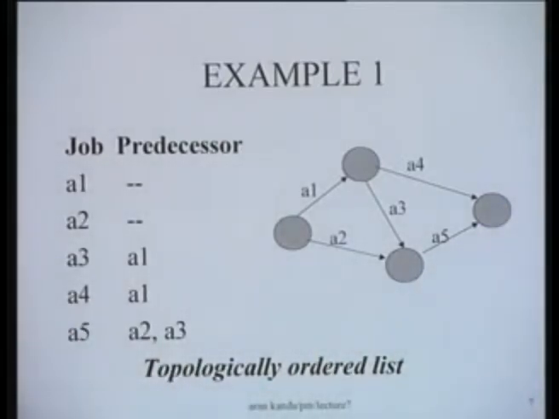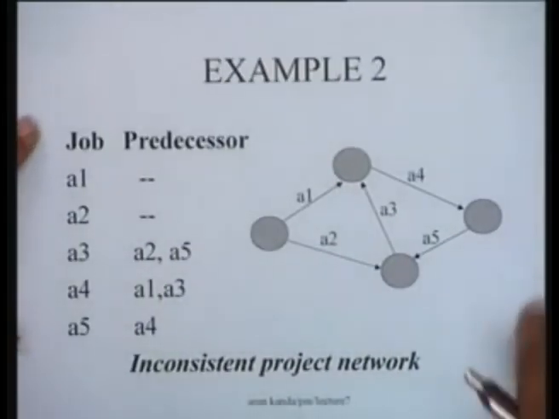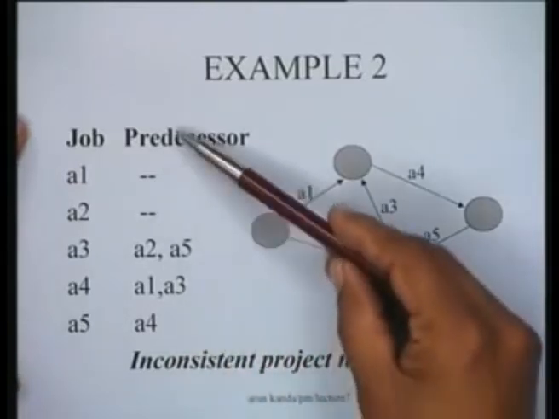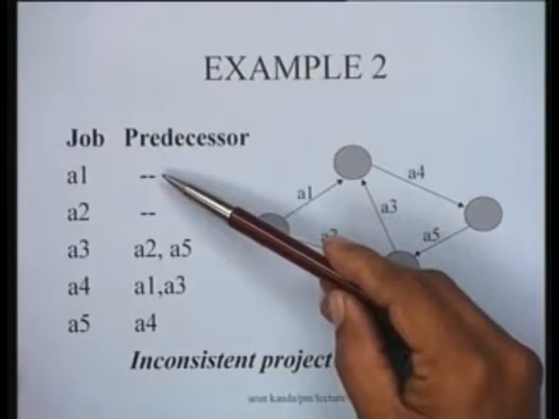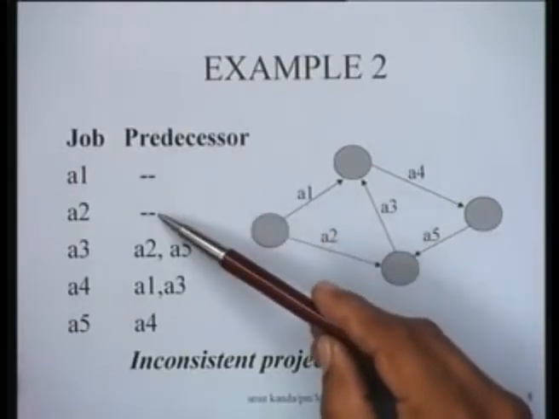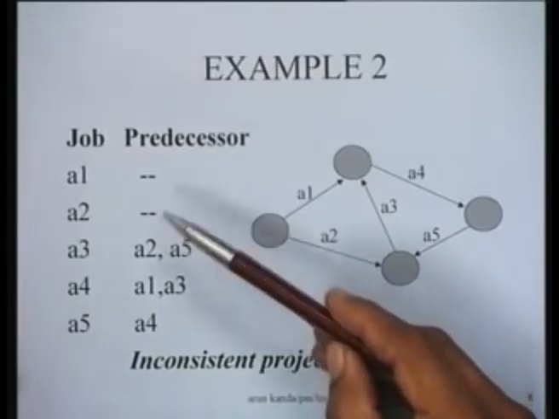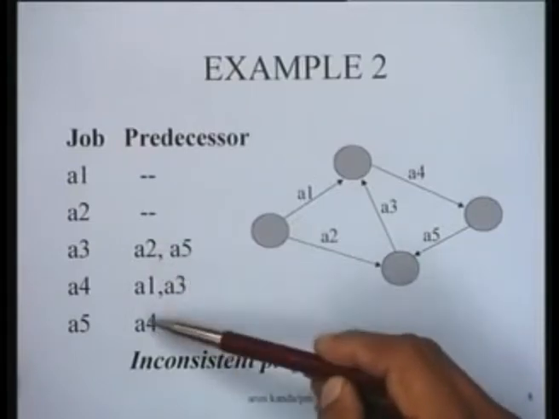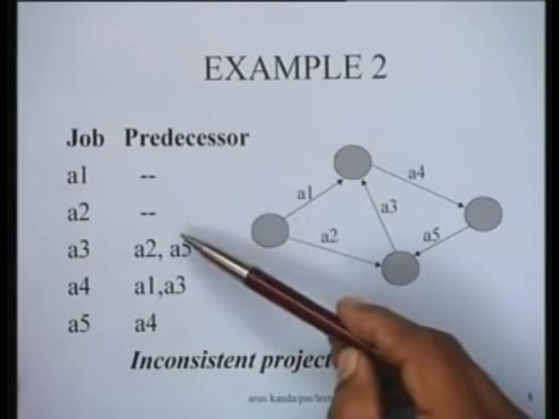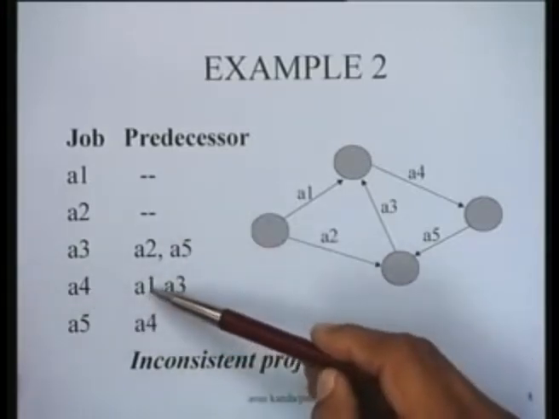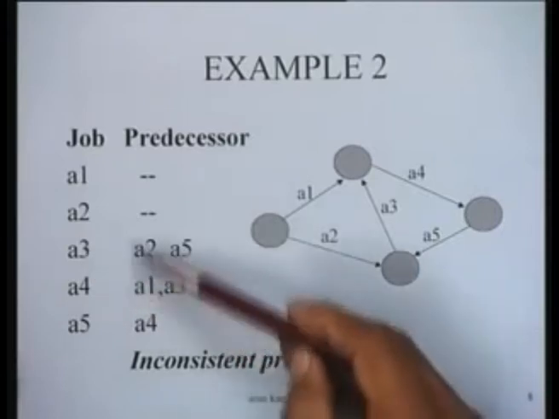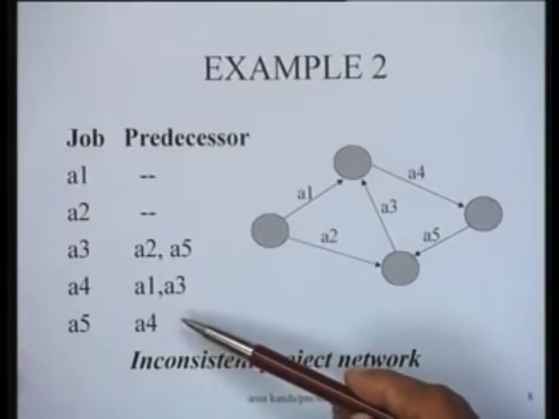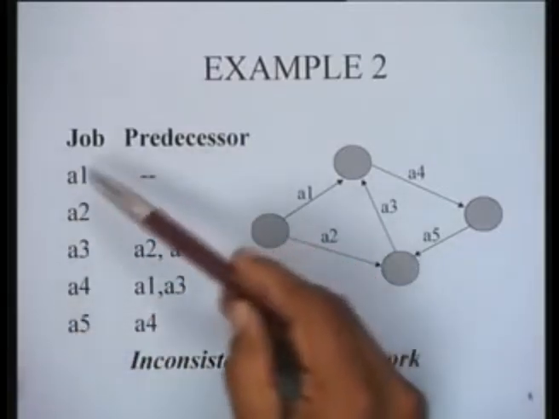Let us now take an example of an inconsistent project network. If you look at this example, look at the list first. We are talking only about the list to begin with. Job A1 has no predecessors, A2 has no predecessors, so this is on the list. Then A3 is placed, it has predecessors A2 and A5, but A5 has not been placed on the list, so it cannot be topologically ordered. Similarly, A4 has A1 and A3, both A1 and A3 have been placed. This is of course in the correct order. So, you can find that there is no way that you can topologically order this list. You cannot place this list in topological order.